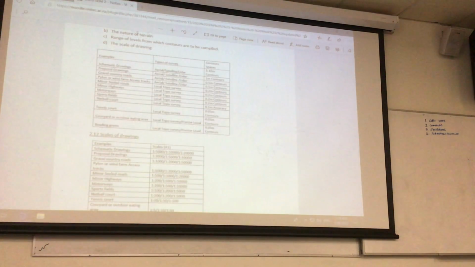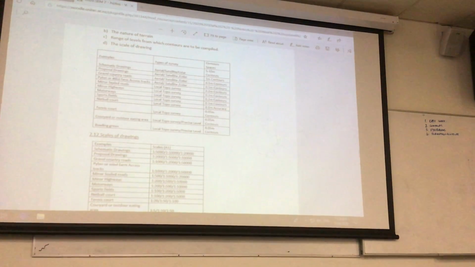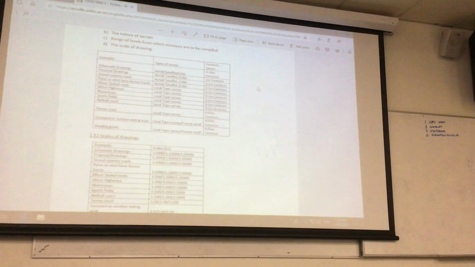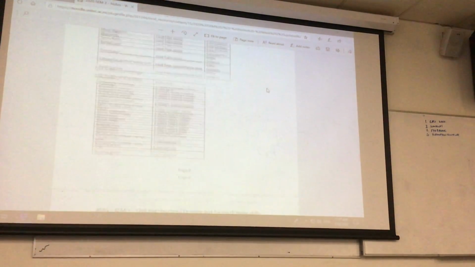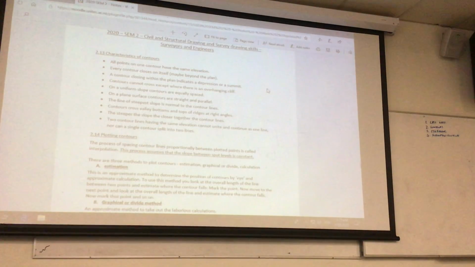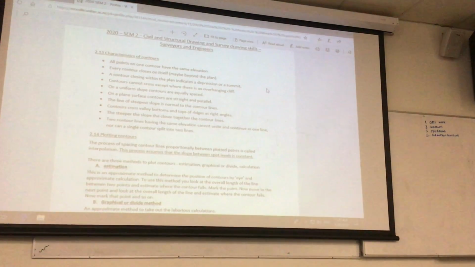Here's some examples here. I suggest you have a good look at that, the type of spaces one would use. There's the schematic up the top, 5, 10 metre contours, possibly as high as 20 or 50 actually, depending on the length. Characteristics of contours, once again also in the test.